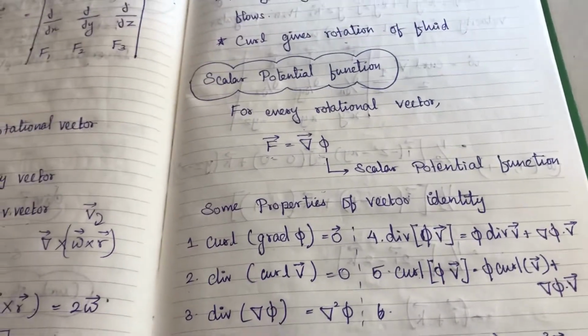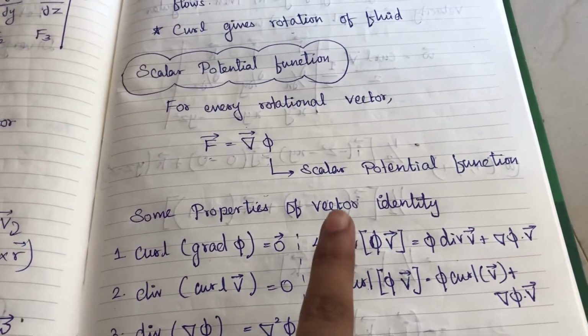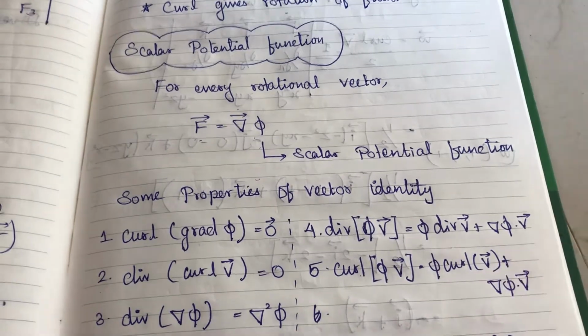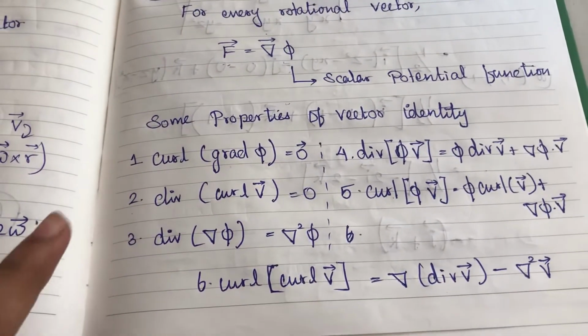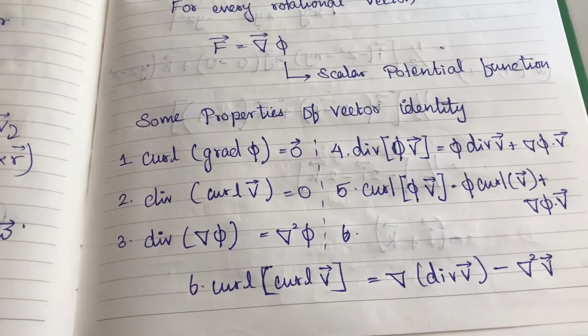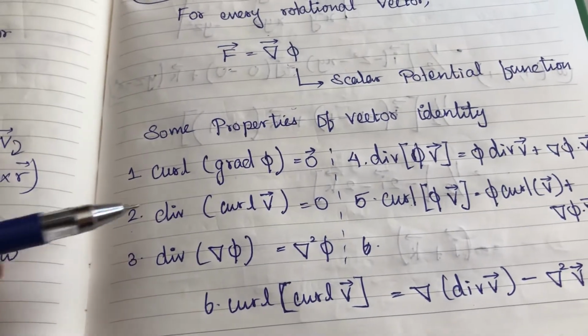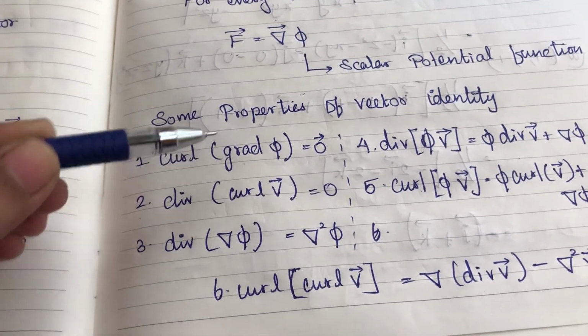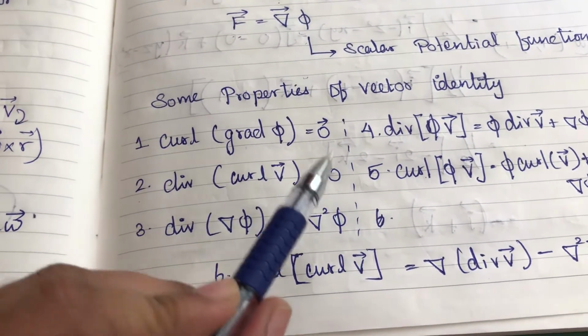Then there come some properties of vectors, vector identities. Let's see that. Curl of gradient: the curl of the gradient of phi is equal to 0.